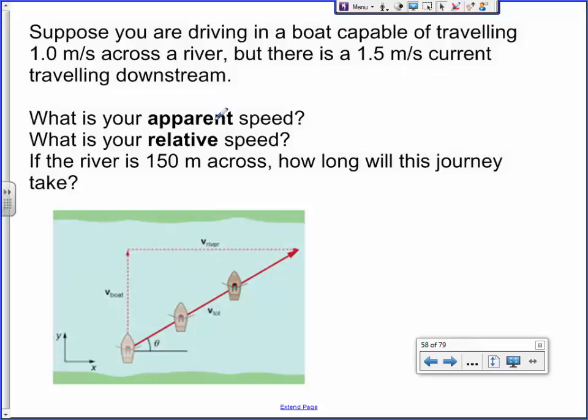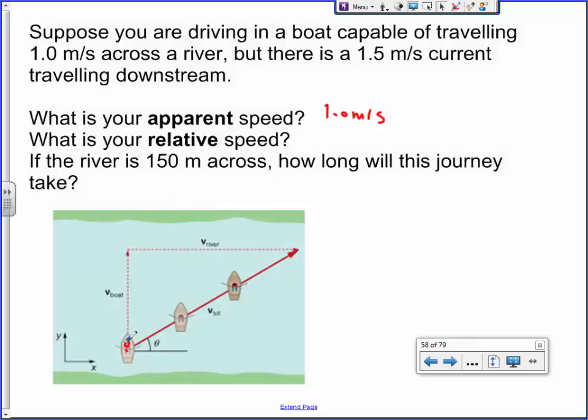What is your apparent speed? What do you think you're traveling while you're in the boat? What does the speedometer on the boat say? It says 1 meter per second. Yeah, if you have that ability, you think you're traveling 1 meter per second. But that's not how fast you're actually traveling relative to someone standing on the shoreline.